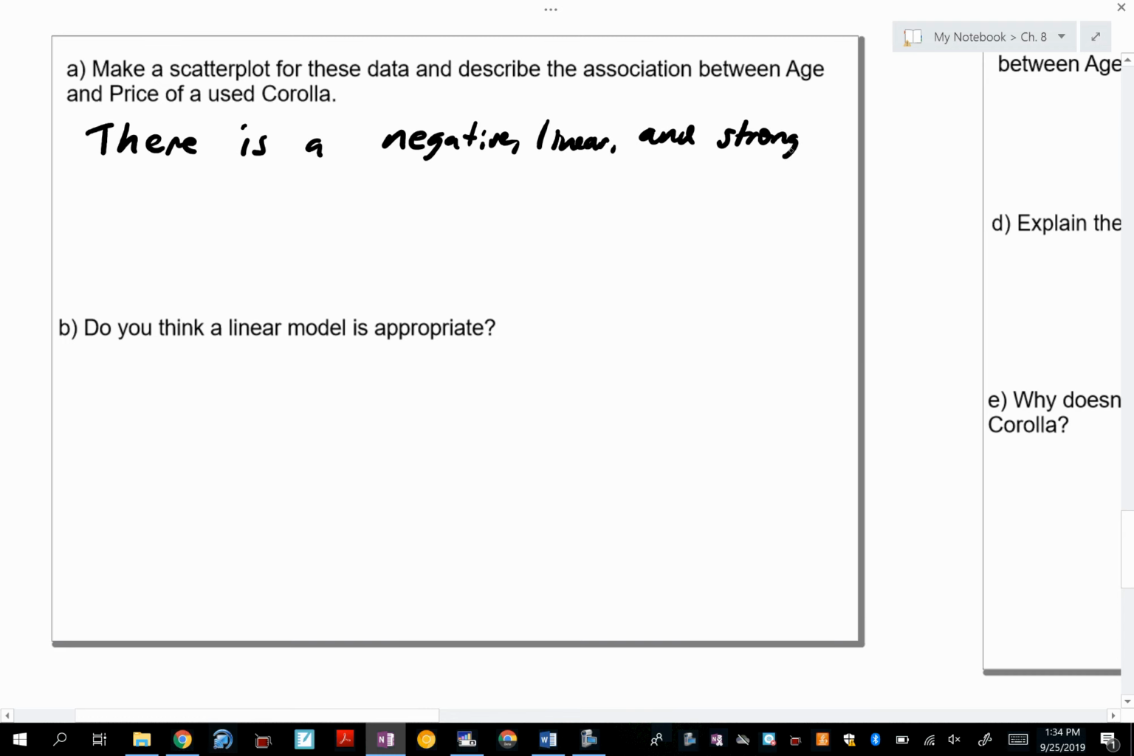Slow down. Okay, association. Why association? Because it's always okay to use the word association. Always okay. So negative, linear, strong association. Okay, keep going. Between the age and price of the used Corolla. I love it. Perfect.